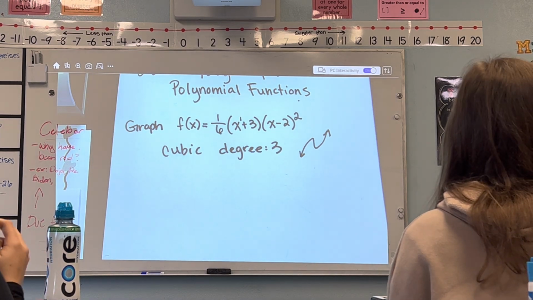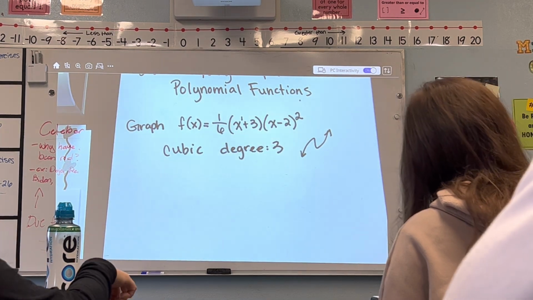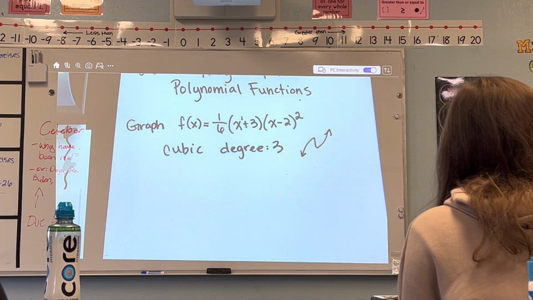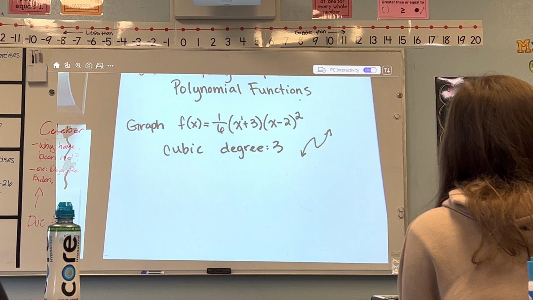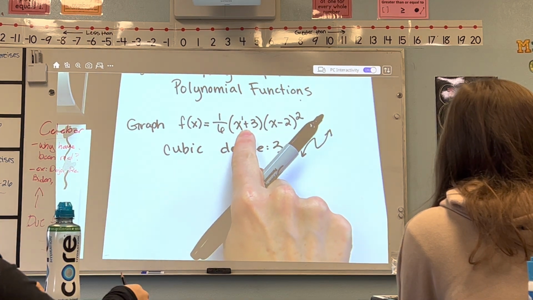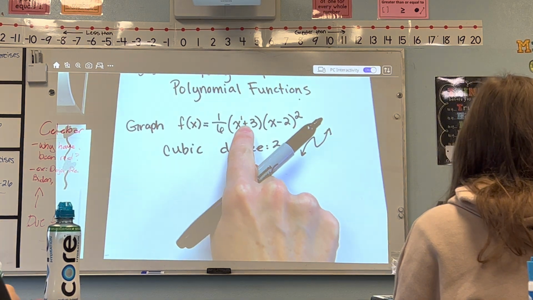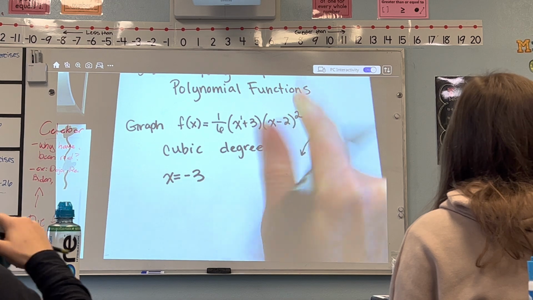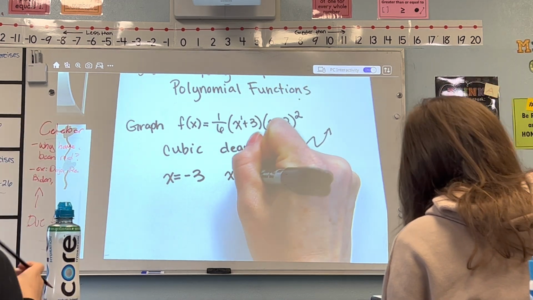This is already in factored form, so what are my x-intercepts? Negative 3 and plus 3? Is everyone else paying attention? So if this is already in factored form, one of my x-intercepts is -3, and this one is positive 2. And what does this mean?